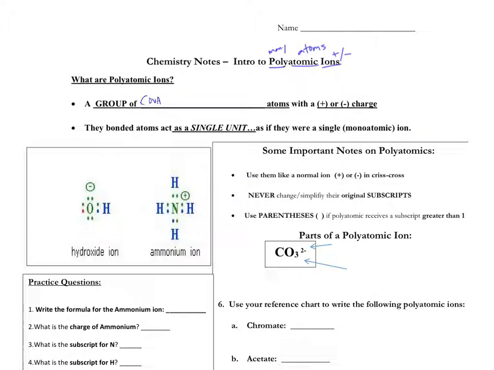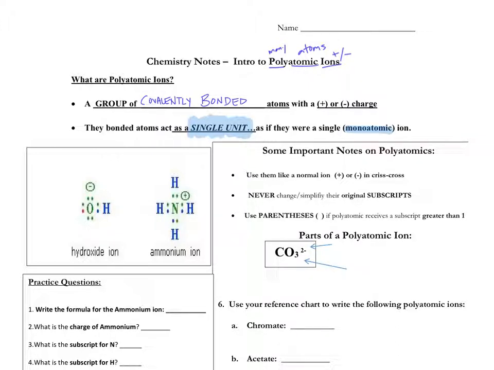If you think back, covalent bonds are between nonmetals. So we're talking about atoms that are nonmetals that are bonded together, sharing their electrons, and they have a charge. Now the important thing here is that they act as a single unit, and I'll show you what that means. If we have multiple atoms bonded together, they now act as a single separate group, almost as if they are monoatomic, meaning one atom with a charge.